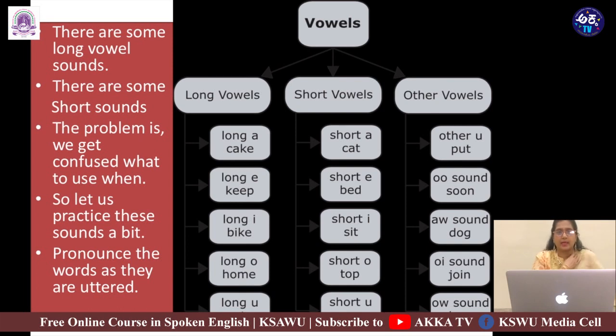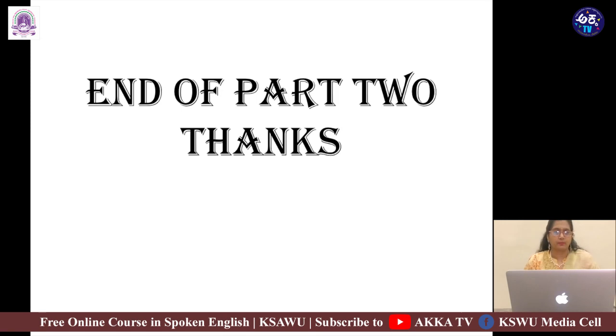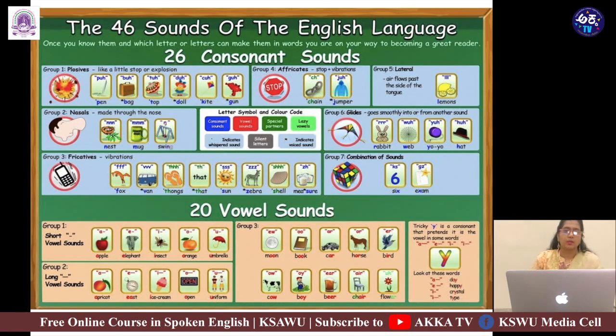Pronounce the words as they are uttered. Long vowels: cake, keep, bike, home, cute. Short vowels: cat, bed, sit, top, sun. Other vowels: put, soon, dog, join, down. So, all these together, we come to the 46 sounds of English language. One last revision with all the sounds of 26 consonants and 20 vowels.